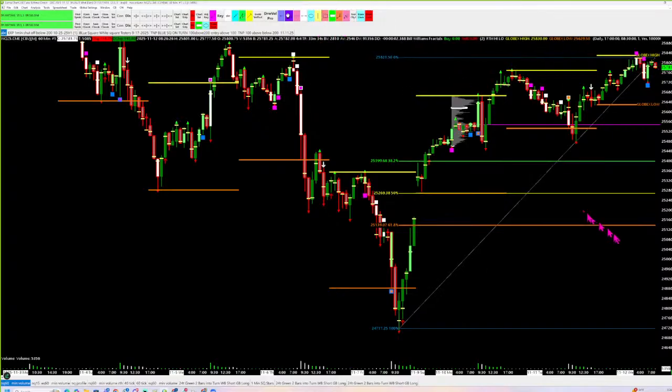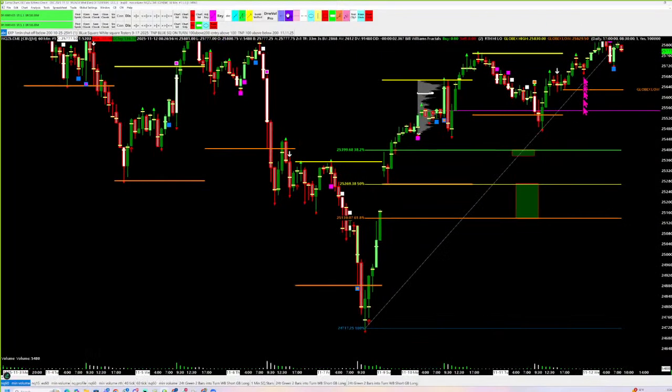I would expect to find responsive buyers from in between here and roughly approximately here, which also, notice, coincides with a round number, 25,400. It's a 382 retrace. Every guy who's ever read a book about Fibonacci is going to go, I'm buying 25,400. So it's likely to get a response there, regardless of what the rest of the chart looks like. Okay, next.